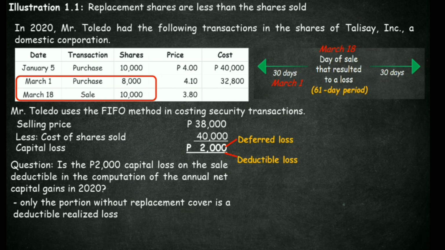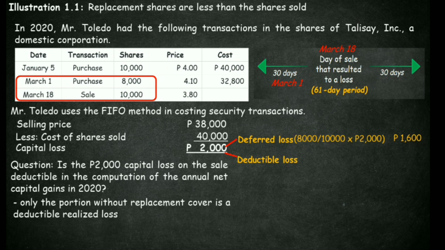So, let's look at the table. How many shares did Mr. Toledo sell on March 18? 10,000 shares. And then, within the 61-day period, there was a replacement, but not for the entirety. Only 8,000 were purchased, so only 8,000 were replaced. Now, out of the 10,000 shares sold, only 8,000 were replaced. So, that is the portion we will use for the deferred loss. This is the fraction: 8,000 over 10,000, and then we multiply it by the total capital loss of 2,000 pesos. So, the deferred loss would be 1,600 pesos.